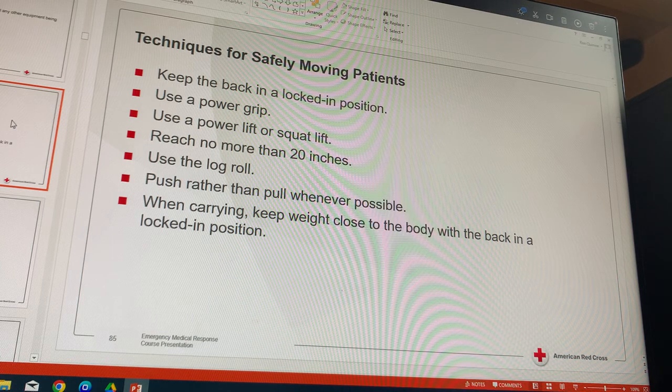The power lift. The power lift technique provides a stable move for the patients while protecting you from serious injury. To perform the power lifts correctly, remember to keep your back locked and avoid bending at the waist.